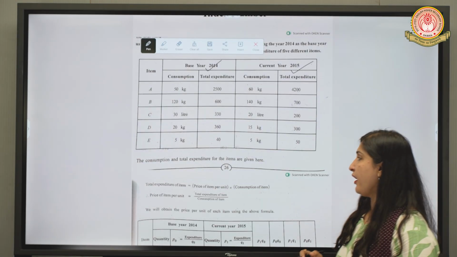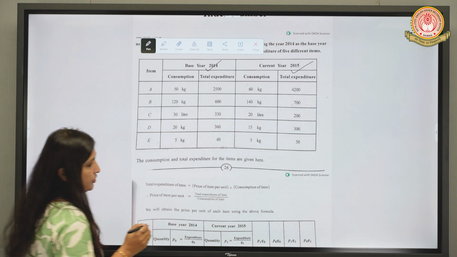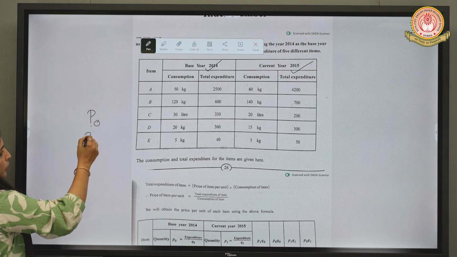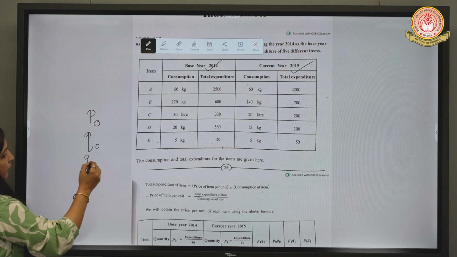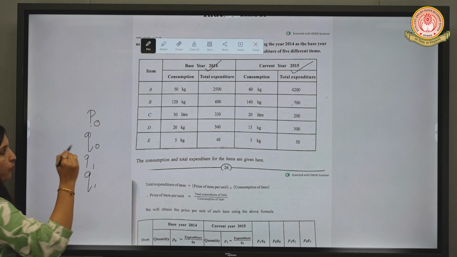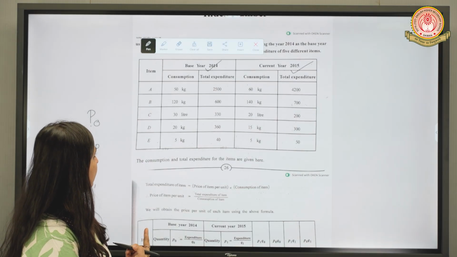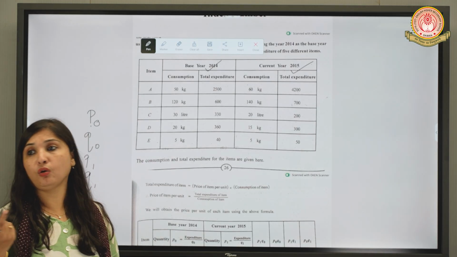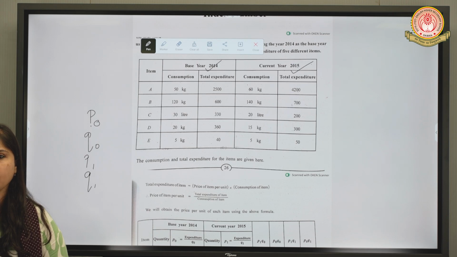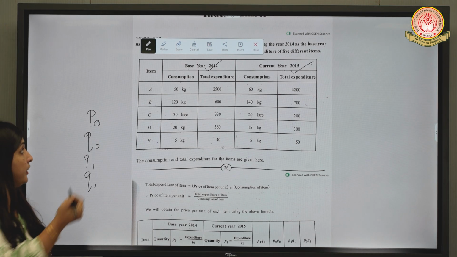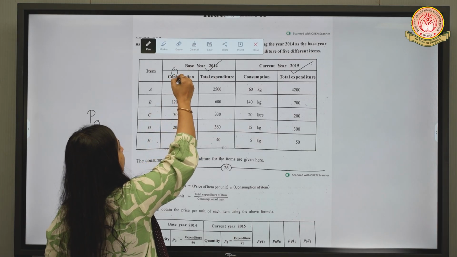But for finding last year's, past year's, Fisher's, what do we need? We need P0, Q0, we need P1, and we need Q1. But is it given directly in this question? Is price given? No, it is not given. Is quantity given? Yes, this consumption, whatever is written, is the quantity.